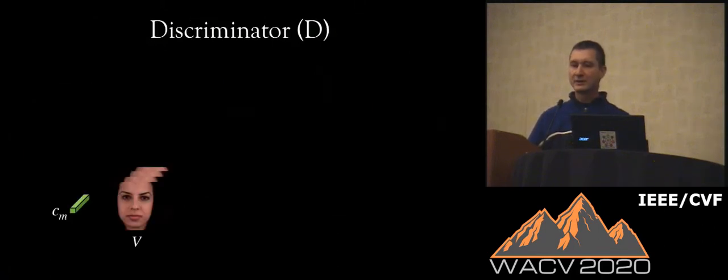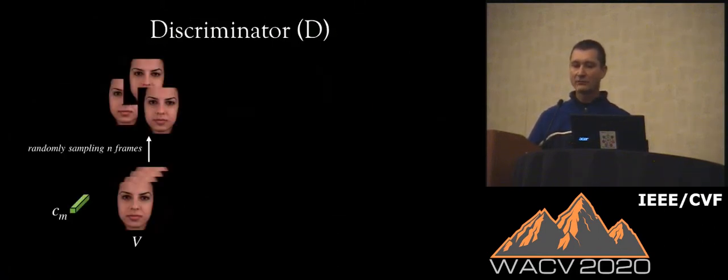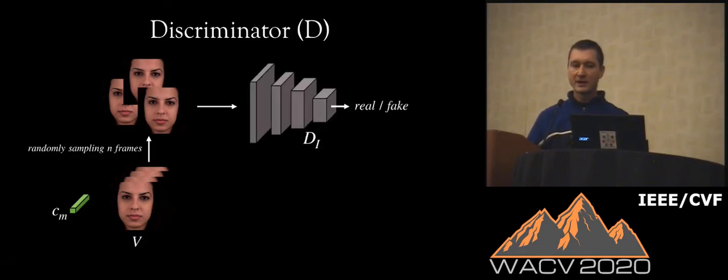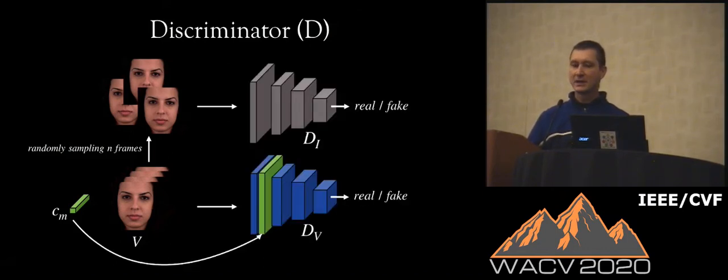So we use two discriminators, one for the image and one for the videos. For the image, we sample N frames and we say whether it's real or fake, and we do the same thing for the video.